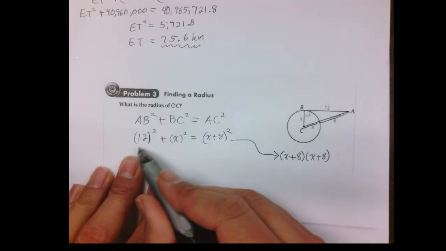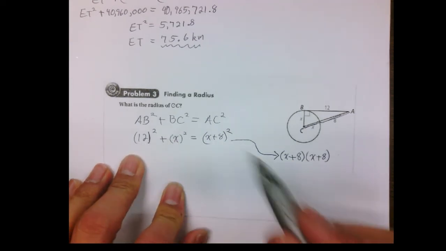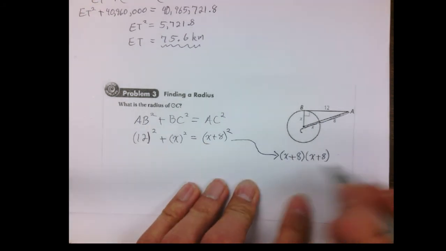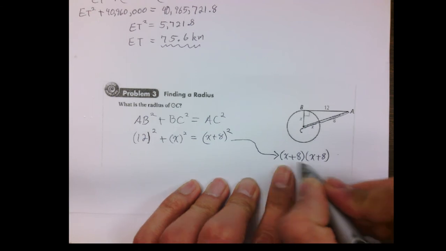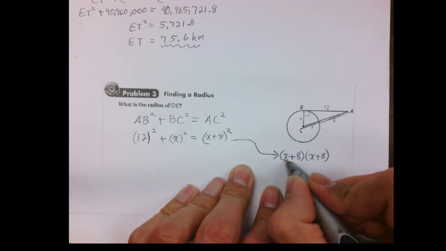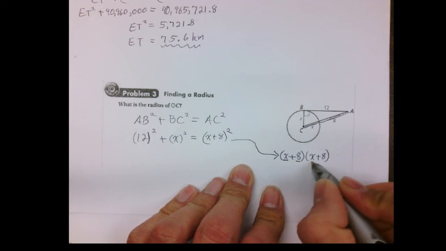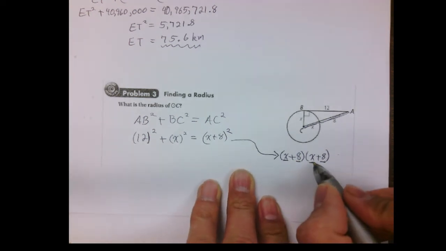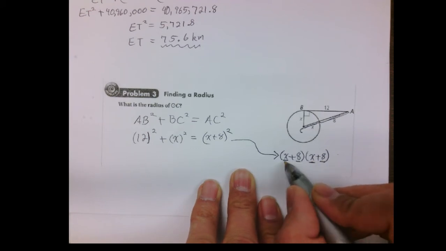12 squared is just 12 times 12. X squared is x times x. X plus 8 squared is x plus 8 times x plus 8. Now what do we do with this? Well, you notice each binomial in the parentheses here, we've got 2 terms, an x and an 8, and then an x and an 8. So we're going to multiply everything in here by everything over here.